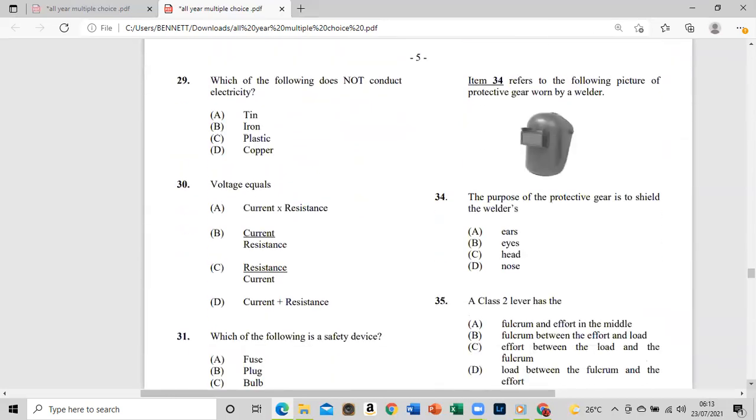Your future awaits you. Which of the following does not conduct electricity? Tin, iron, plastic, copper? And that is plastic. Voltage is equal to current times resistance, current divided by resistance, resistance divided by current, or current plus resistance? And that is current divided by resistance.